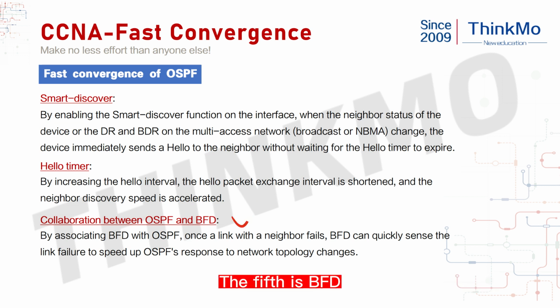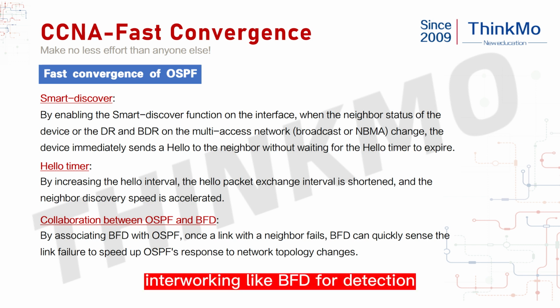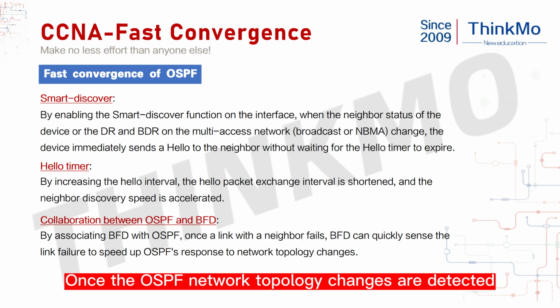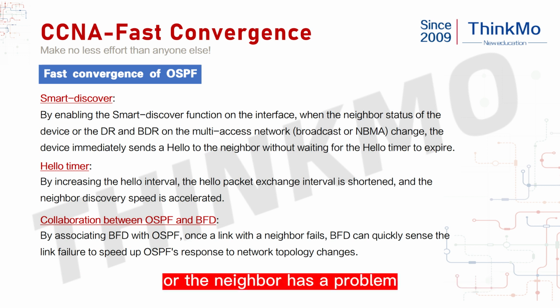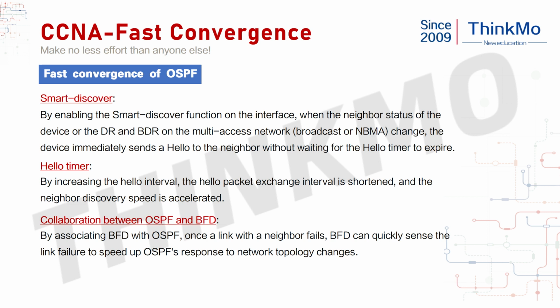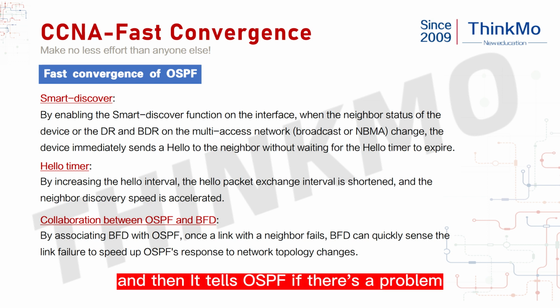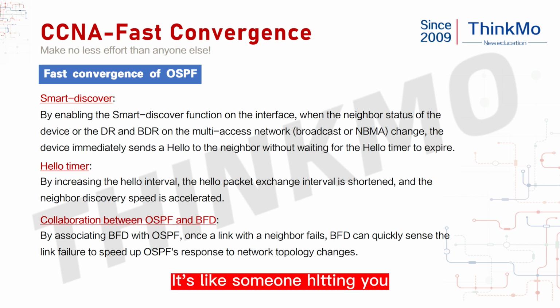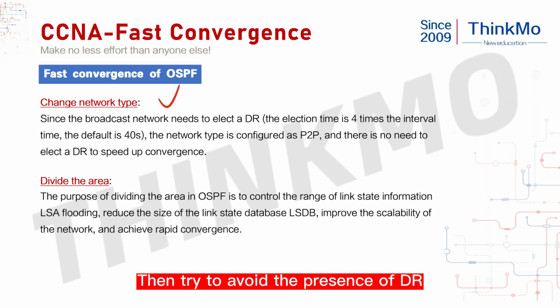The fifth is BFD, combined with some other features, interworking like BFD for detection. Once the OSPF network topology changes are detected, or the neighbor has a problem, OSPF immediately responds. That is to say, the tool interworks with OSPF. It is detected, and then it tells OSPF if there's a problem. In this way, OSPF convergence speeds up. It's like someone hitting you and you reflexively dodge. Then try to avoid the presence of DR.